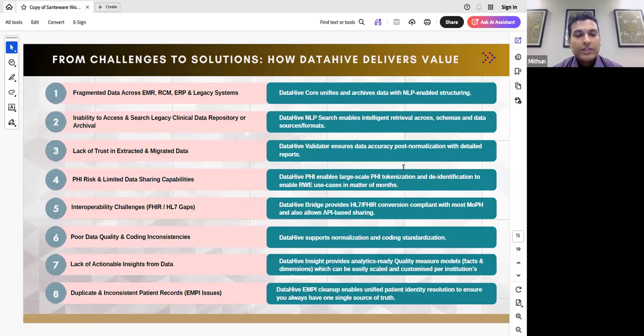The other challenge we see is inconsistent patient records, or EMPI issues. Again, as I said, when you are tying data from multiple systems, the most fundamental, preliminary task is to have a clean EMPI record. That is time consuming and has a lot of complexities involved since you're working with so many different applications. We help you with cleaning that up and having that longitudinal patient record.